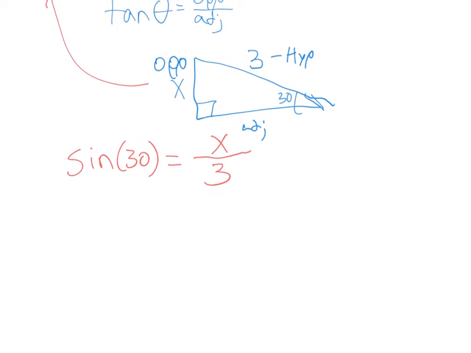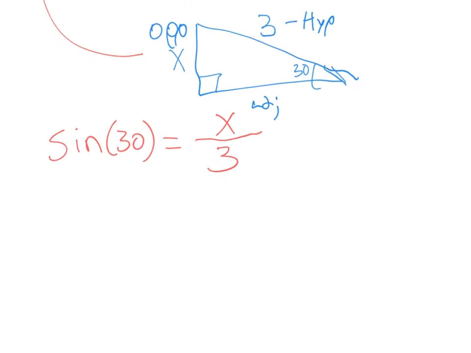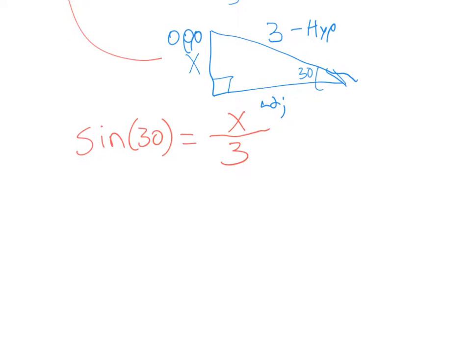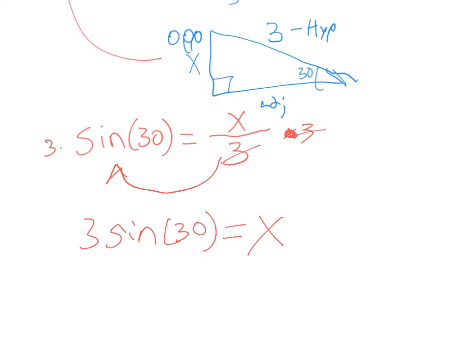Okay, and so then the last thing I'm going to do is I'm going to solve for x. So I'm now going to bring my 3 over by multiplying both sides by 3. Okay, which gets rid of that 3, and so I get 3 sine 30 equals x.